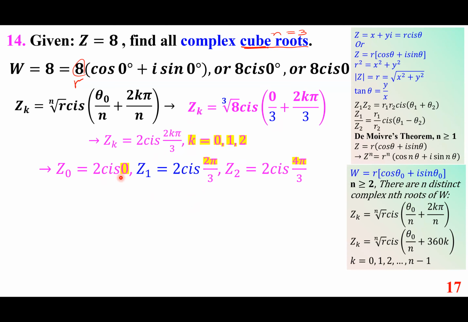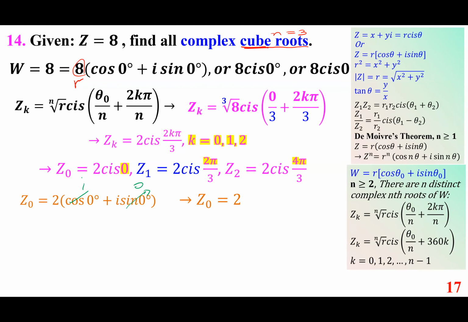Now 0 gives me 2. 2 cosine of 0 plus i sine of 0, as you know. This is 1, this is 0, so it's 2. And of course, as a real number, z equals 8, you know the cube root is 2.